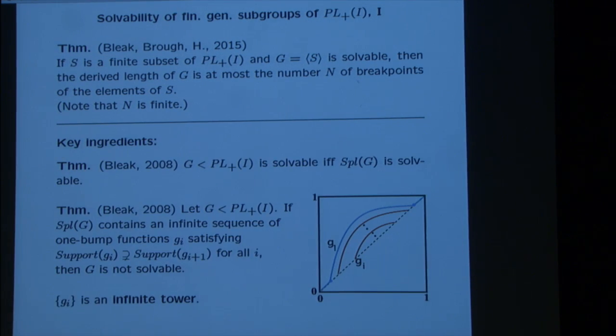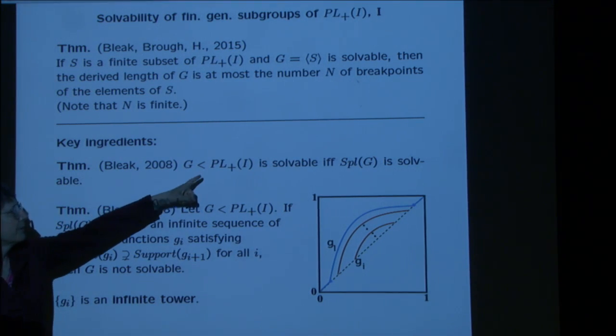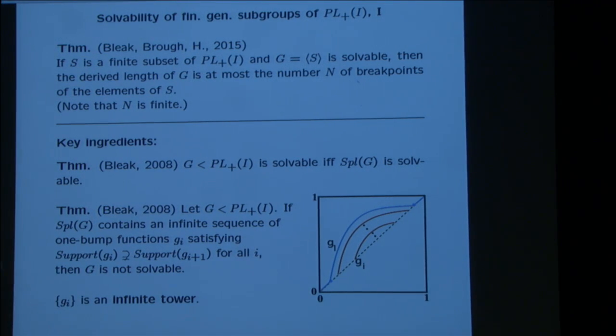Okay, there are a couple of key ingredients that went into the proof of that, but also the rest of the algorithm that I want to mention. So start with the theorem of Collin-Blake's that says, for any subgroup of PL plus I, that subgroup is solvable if and only if its split group is solvable. So pretty much all the time we really just want to deal with the split group because it's just easier. We have these nice little one-bump functions running all over the place that we can use.